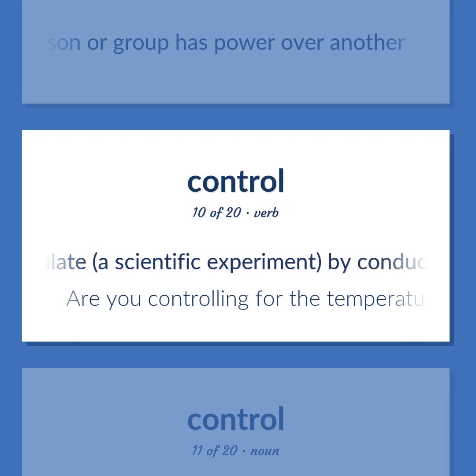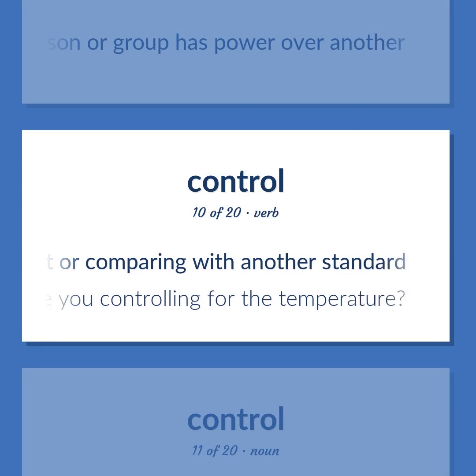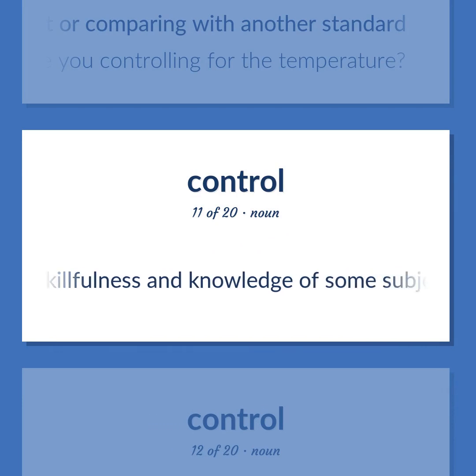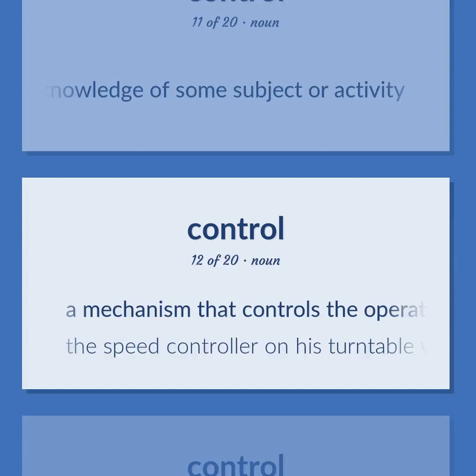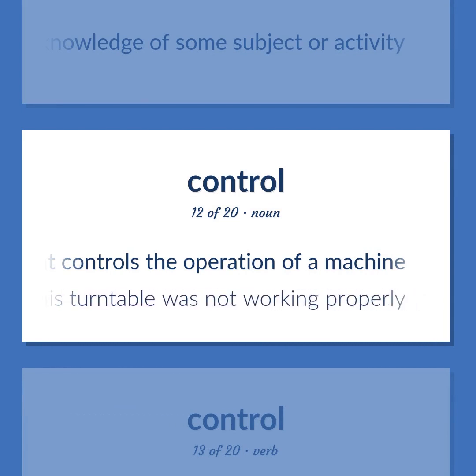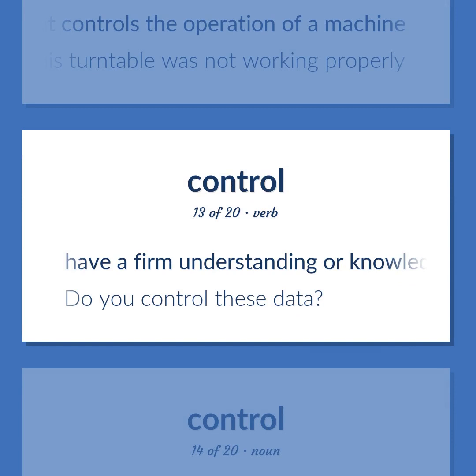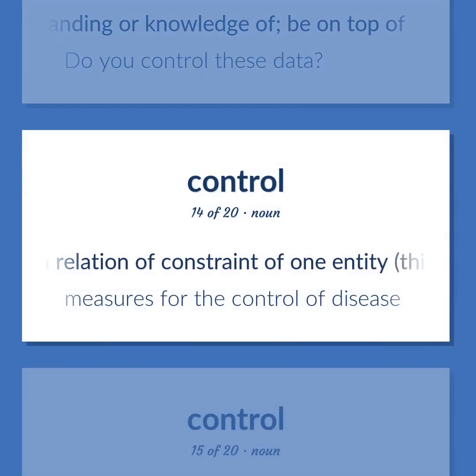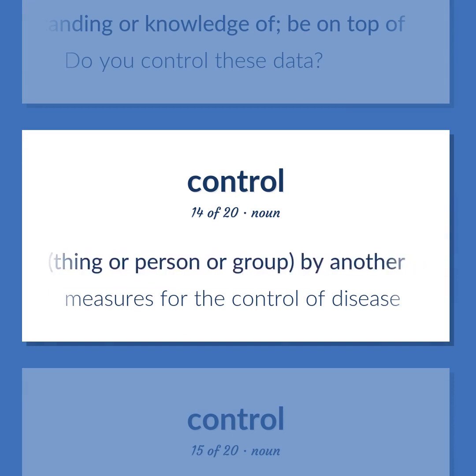Check or regulate. A scientific experiment, by conducting a parallel experiment or comparing with another standard. Are you controlling for the temperature? Great skillfulness and knowledge of some subject or activity. A mechanism that controls the operation of a machine. The speed controller on his turntable was not working properly. Have a firm understanding or knowledge of. Be on top of. Do you control these data? A relation of constraint of one entity, thing or person or group, by another. Measures for the control of disease.